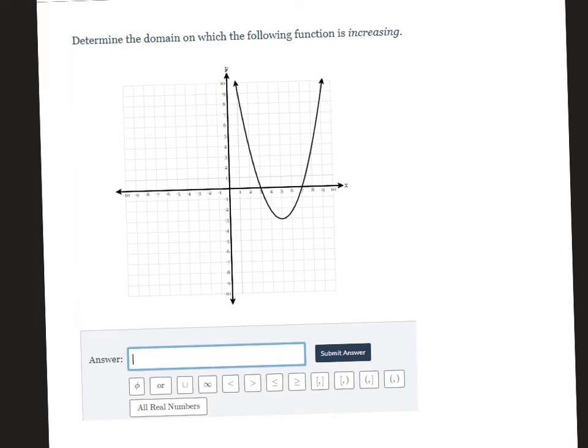determine the domain on which the following function is increasing. Okay, so increasing just means, hey, it's going up, okay? Decreasing means it's going downhill. So uphill, downhill. So we want to know what increasing is. So I'm looking for, where does this thing go uphill?